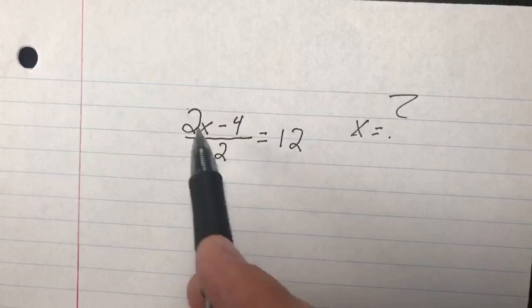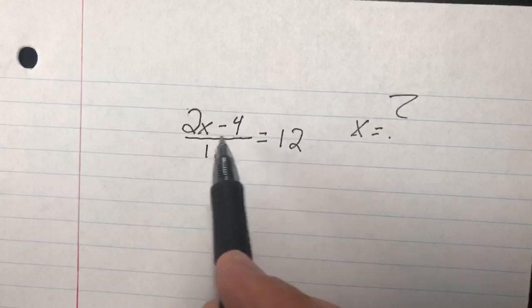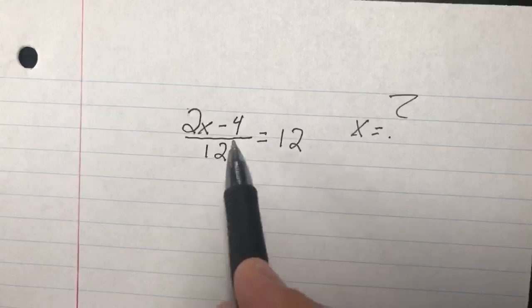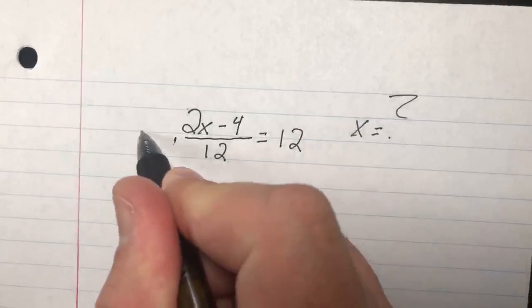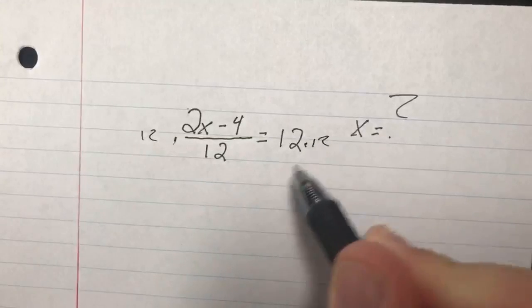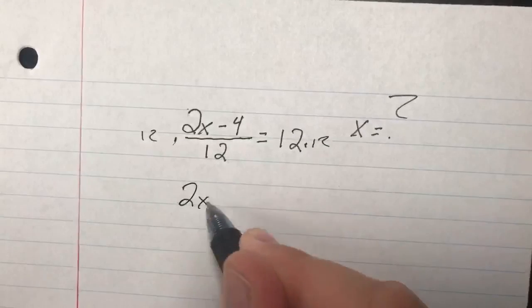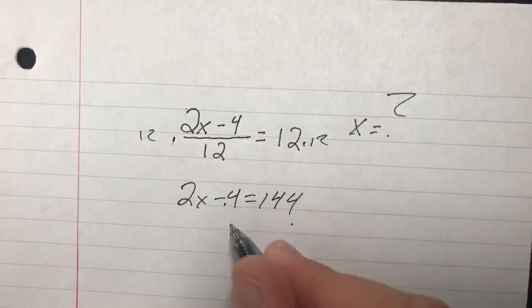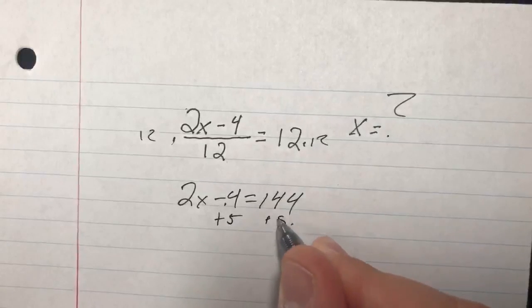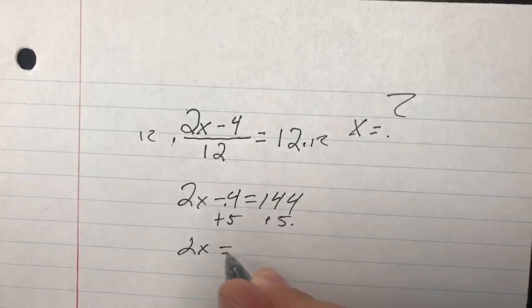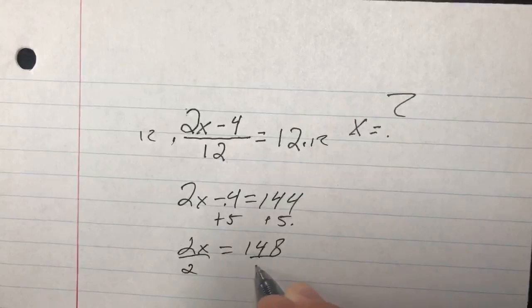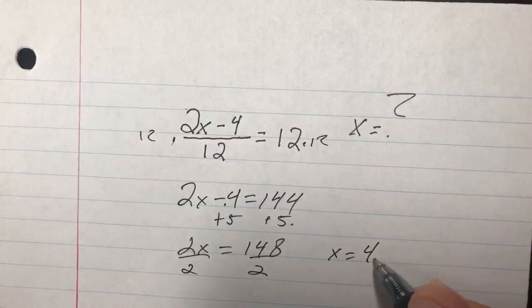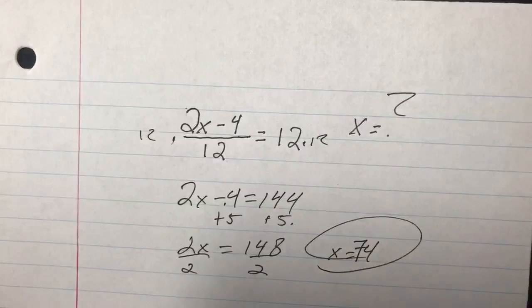So the first thing we have to realize is that the numerator is kind of on its own. So we need to get rid of this denominator. And what's the opposite of dividing by 12? You got to multiply by 12 on both sides. So we end up getting 2x minus 4 equals 144. To get rid of that 4, we're going to add 4, add 4. That means 2x needs to equal 148. Then we're going to divide by 2 and divide by 2. X equals 74.